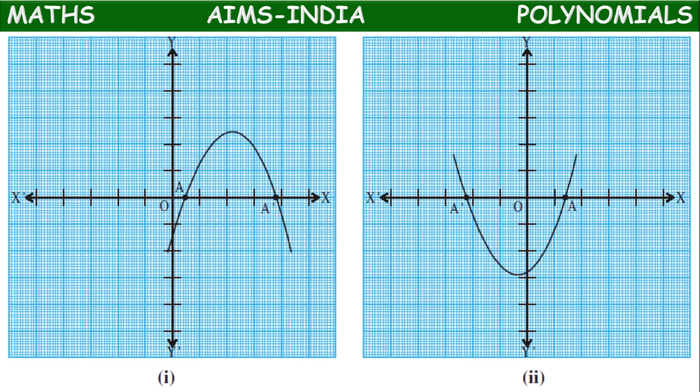That is case one. It may be either downward or upward, but it intersects the x-axis at two distinct points. One is A, another one is A dash. Here also, one is A dash, another one is A. So if we draw a graph for a quadratic polynomial, the shape of the graph may be like this, according to case one.